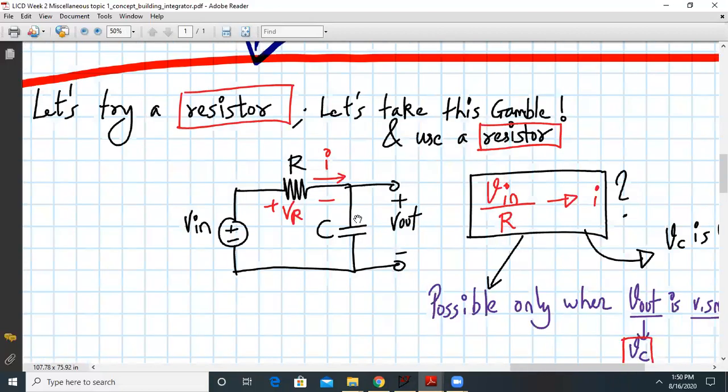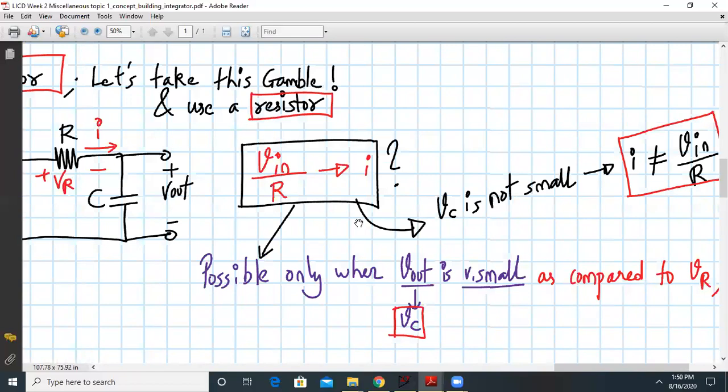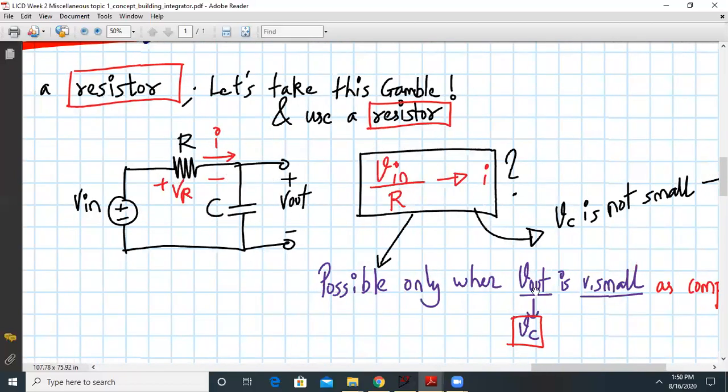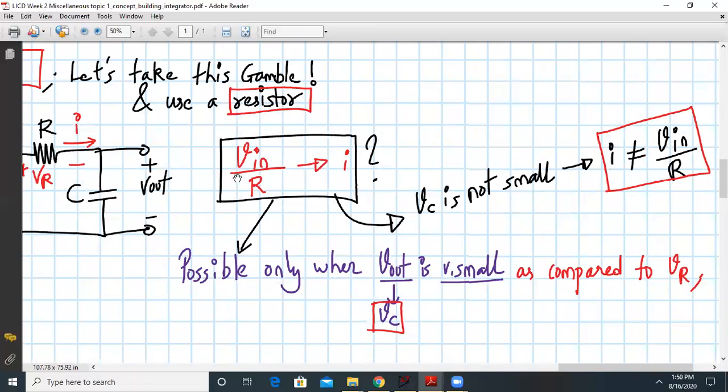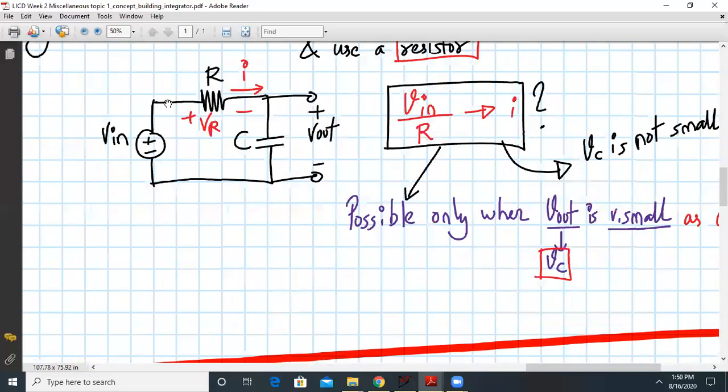If we connect a resistor over here, the current flowing through the resistor will create a voltage drop VR. So I should be equal to V in upon R, but really it isn't that simple. Here we also have a voltage drop of VC. So unless VC is small, this expression is not true. That means if VC, the voltage across the capacitor, is not small, I is not equal to V in upon R. The only possibility that I is equal to V in upon R is when V out or VC is very, very small compared to VR, so that there is a negligible drop across the capacitor.